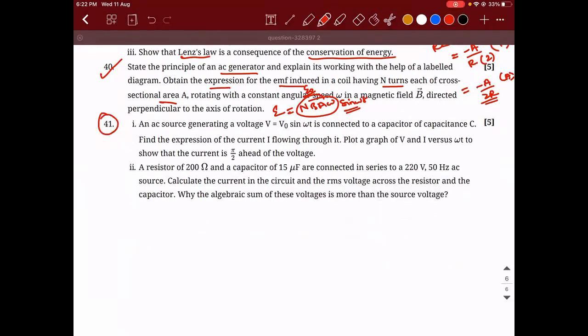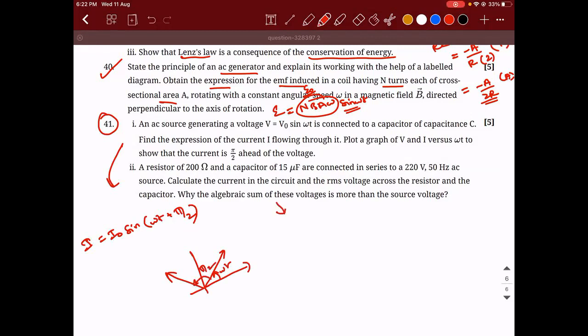41. An AC source generating a voltage of V is equal to V naught sine omega t is connected to a capacitor of capacitance C. Find the expression for I flowing through it. It's a derivation. So I is equal to I naught sine of omega t plus pi by 2. Plot the graph showing the variation of V versus I. So V is like this and I will be like this, where this is omega t and this will be omega t plus pi by 2.